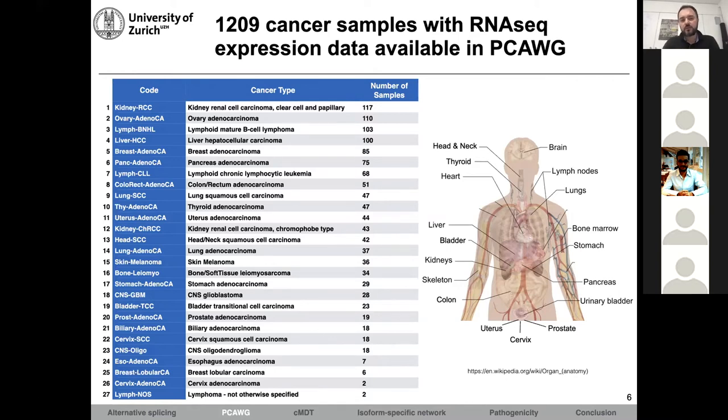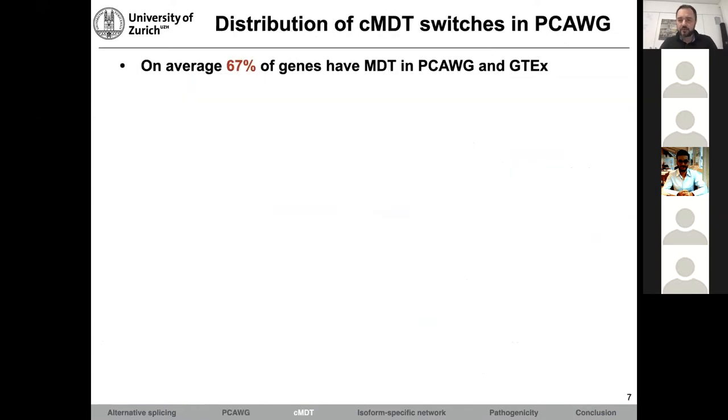So we had cancer types with a very high number of samples, like kidney renal cell carcinomas. But then we also had cancer types where we just had a few samples, like cervix adenocarcinomas. But nevertheless, it was a fantastic resource where we could now perform our analysis.